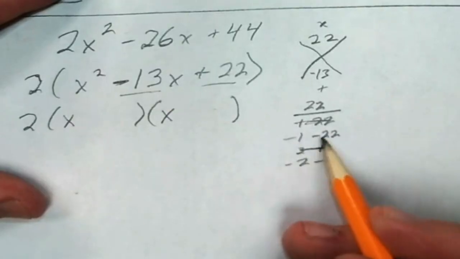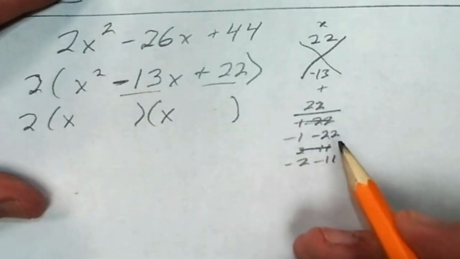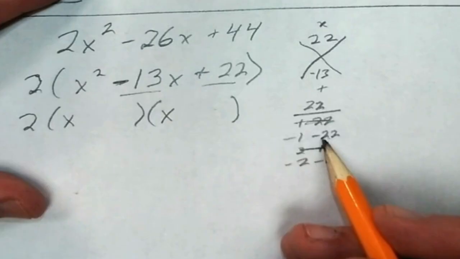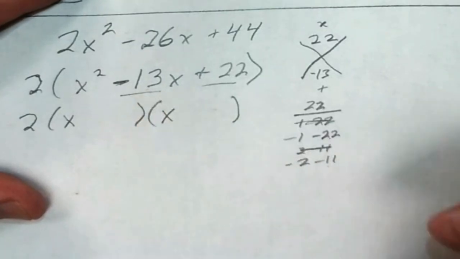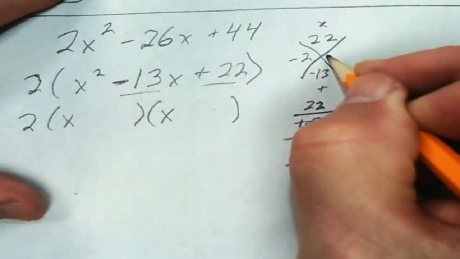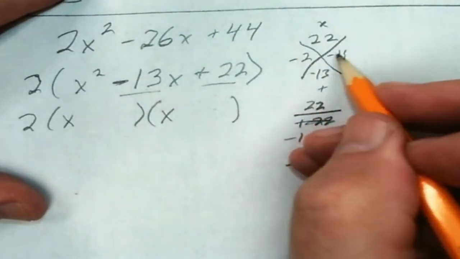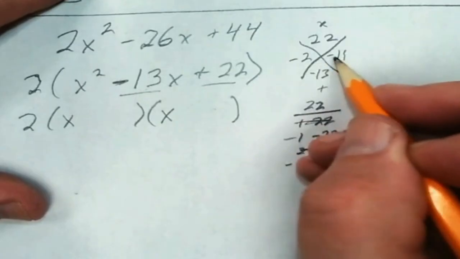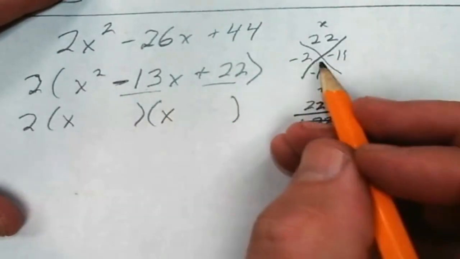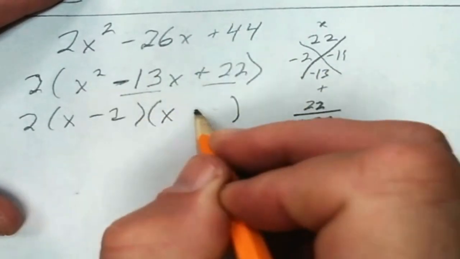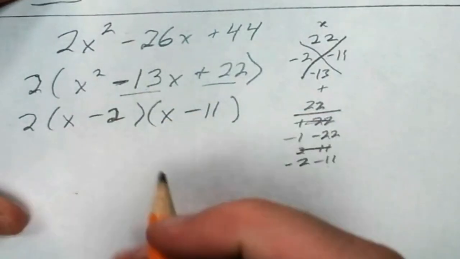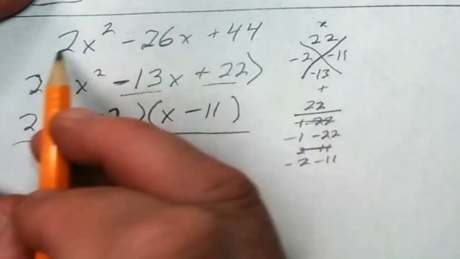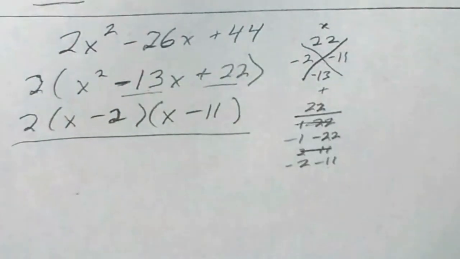So that leaves us with negative 1 and negative 22, which adds together to be negative 23, or negative 2 and negative 11, which add together to be negative 13. So that's the ones we want. We want negative 2 and negative 11 because they multiply together to be 22 and add together to be negative 13. So negative 2, negative 11. Those are the factors of this quadratic equation.